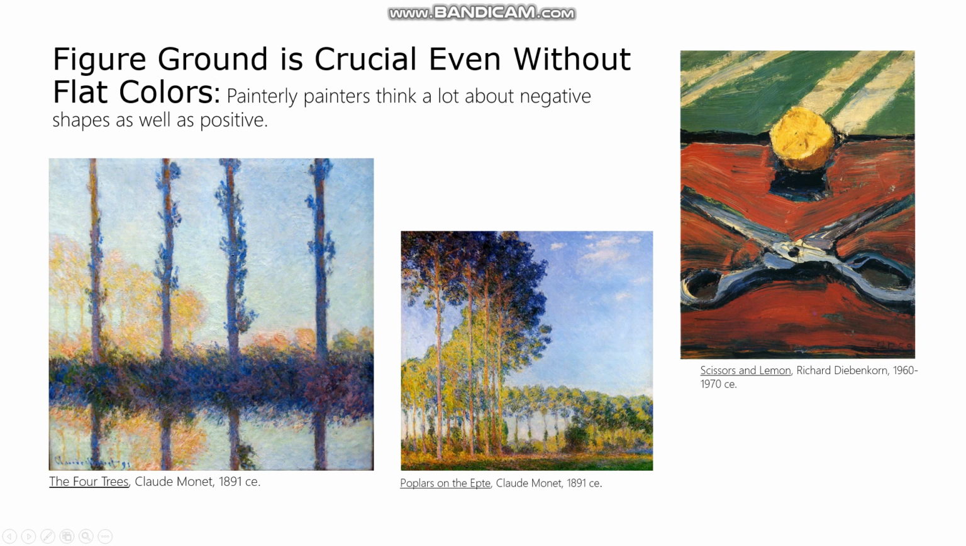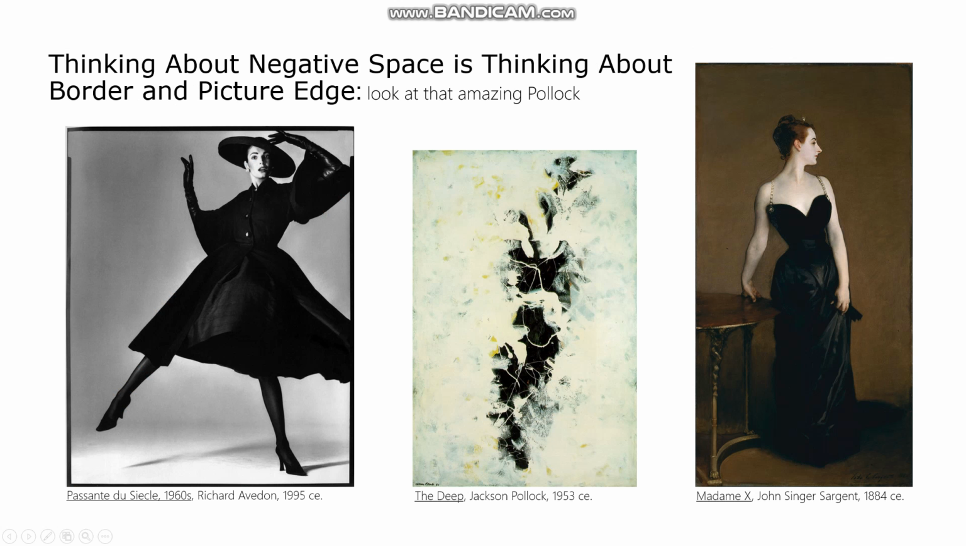Or in this Diebenkorn here, you can also see that very conscious thinking about the positive and negative. It's not just a painting of a pair of scissors and a lemon, it's also a painting about these big shapes that the organization between those two things creates, this triangle shape in here or this large shape here at the bottom. Here are 3 more examples.